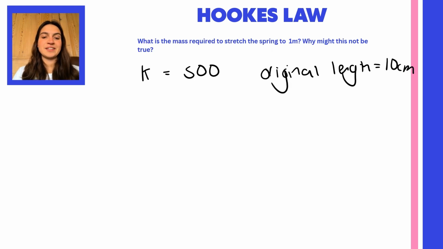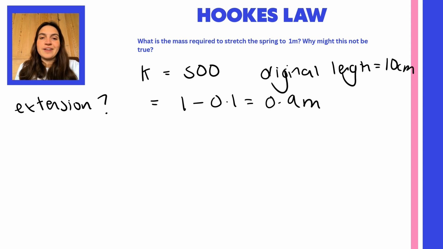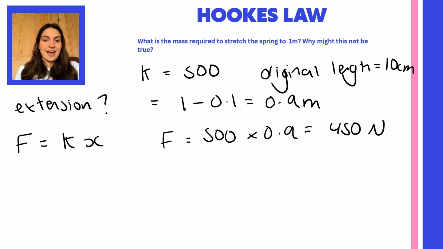Okay, what is the mass required to stretch the spring to 1 meter? Why might this not be true? So what are we doing here? We have our original spring with spring constant 500 and an original length of 10 centimeters. And I want to stretch it to a meter. So what's my extension going to be? Well, it's going to be 1 meter minus the 10 centimeters that it is at the minute, which is 0.9 meters. I need that extension to be 0.9 meters. So what force am I going to need? Well, I'm going to need k times x, which is 500 times 0.9, which is 450 newtons.